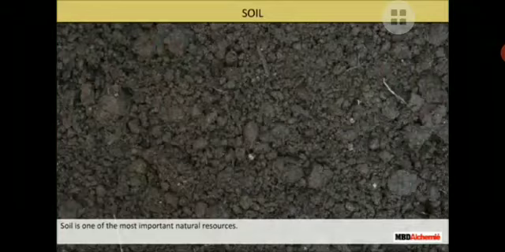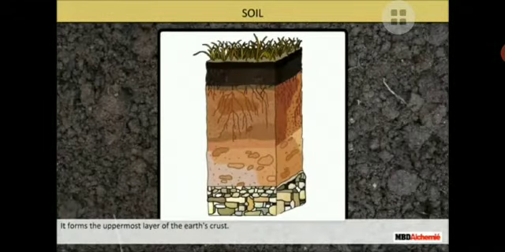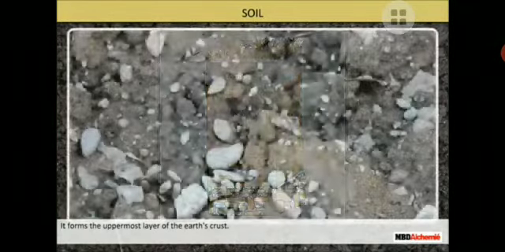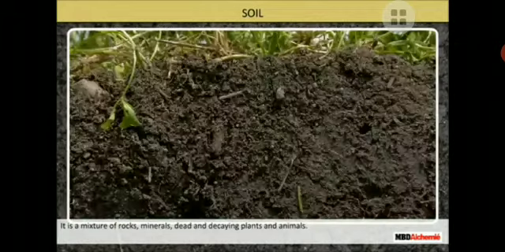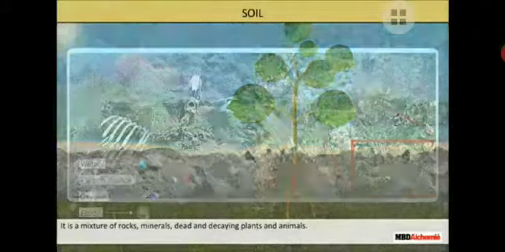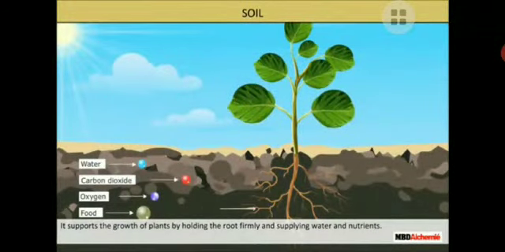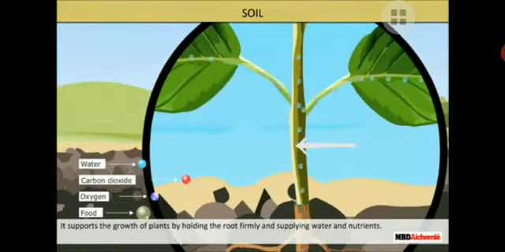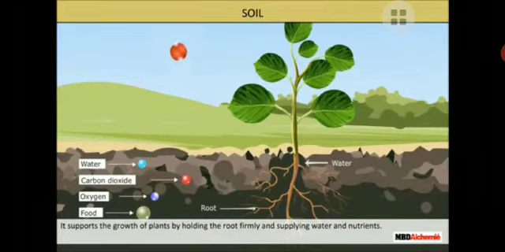Soil is one of the most important natural resources. It forms the uppermost layer of the Earth's crust. It is a mixture of rocks, minerals, dead and decaying plants, and animals. It supports the growth of plants by holding the roots firmly and supplying water and nutrients.